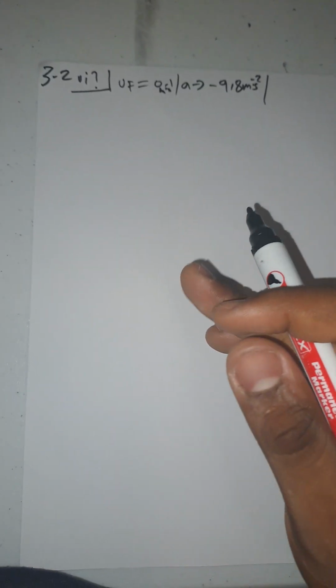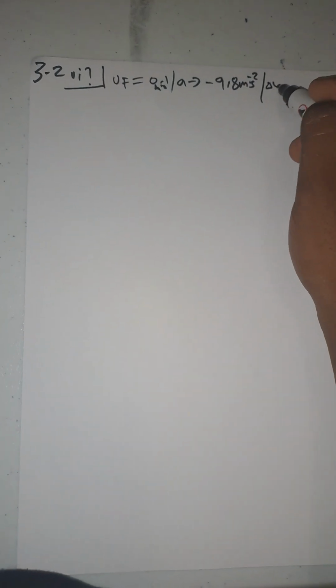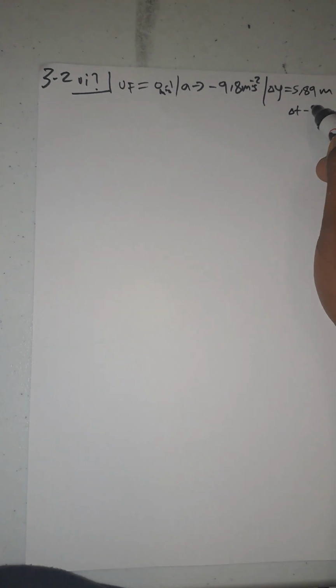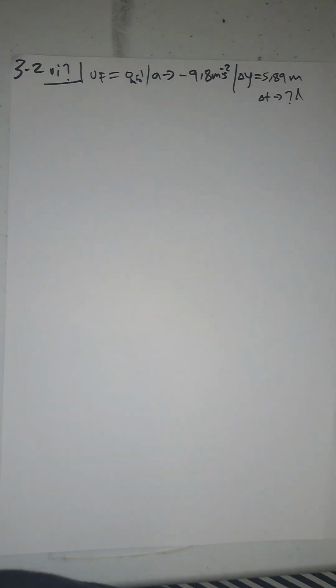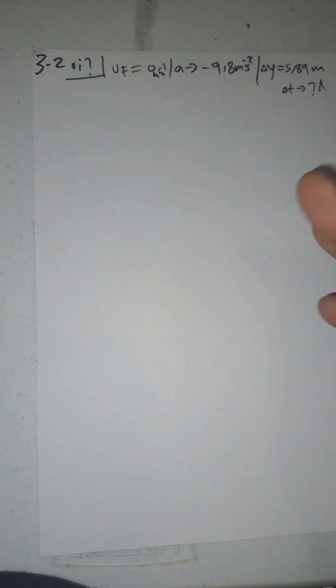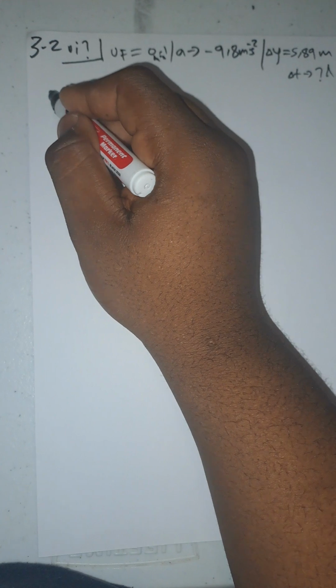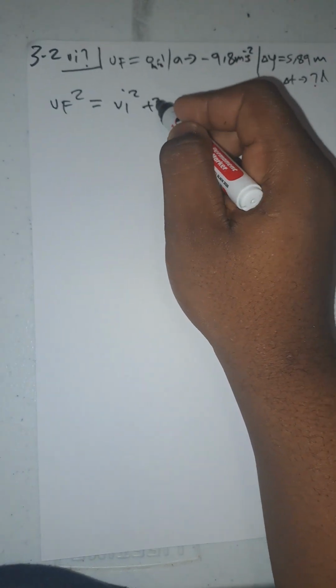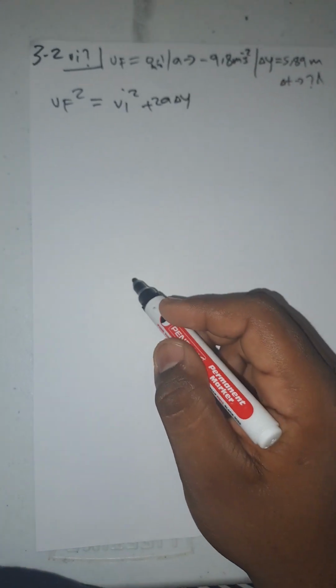Then what else do I have? I was given the delta y, which is the height, equal to 5.89 meters. Do I have the time? No, I do not have the time. So I have VF, I want VI, I have this and that. It simply means I'm going to use this formula: VF squared equals VI squared plus 2a delta y.